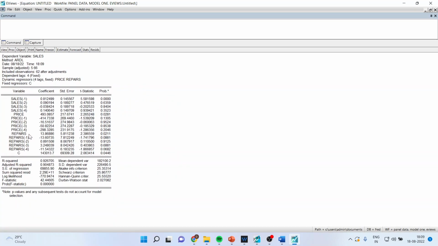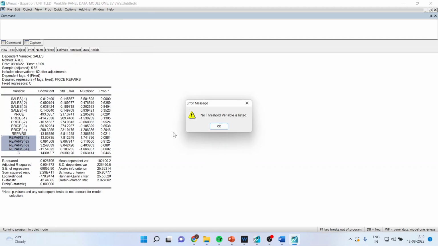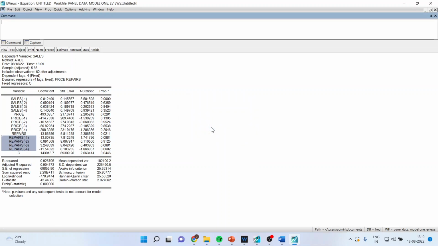You can see here we have the lags of the dependent variable and the independent variables, that is, the lags of price and repairs. But still, our independent variables have not been decomposed. I want to decompose them. So for this, I will go to add-ins, make nonlinear ARDL. It's giving me an error: no threshold variable is listed. No need to worry. Click OK.